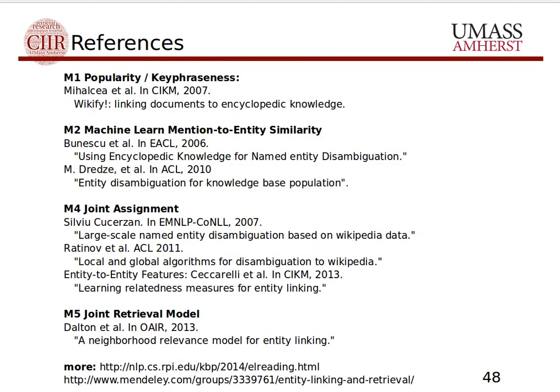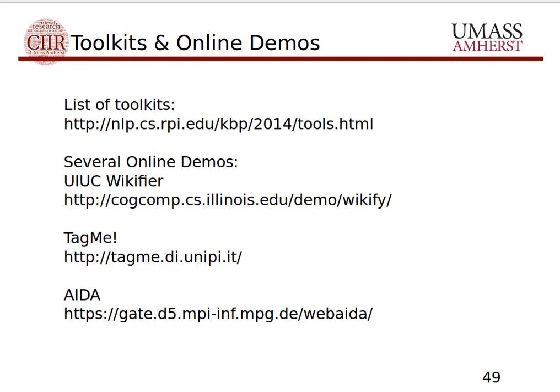So here's a list of references if you want to read up on these different methods. It's a little bit hard to tease apart who invented which of these methods, because a modern entity linking system contains a whole bunch of those. But I think these are good starting pointers, and I also have a list of more reading material down here. So here's a list of open source toolkits if you want to play around with entity linking methods. And here's a list of several online demos.